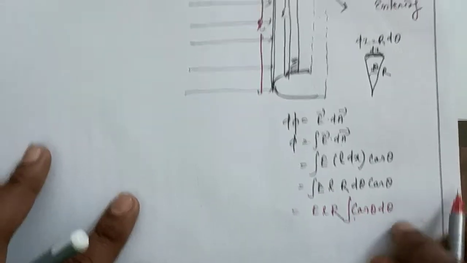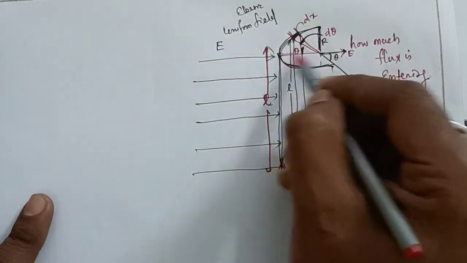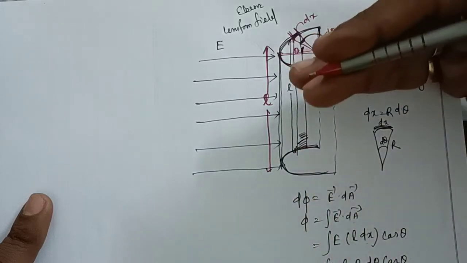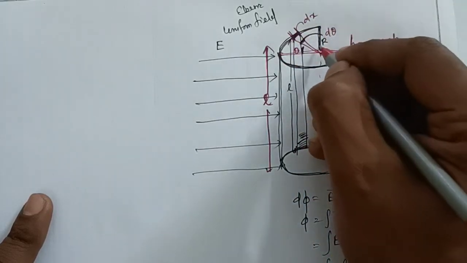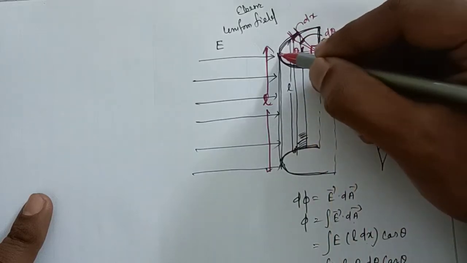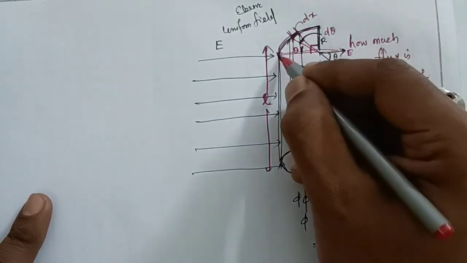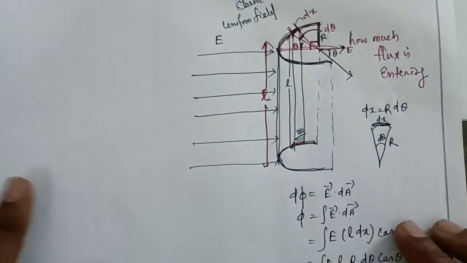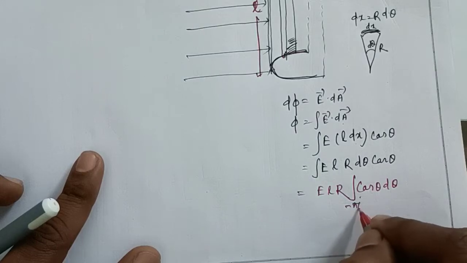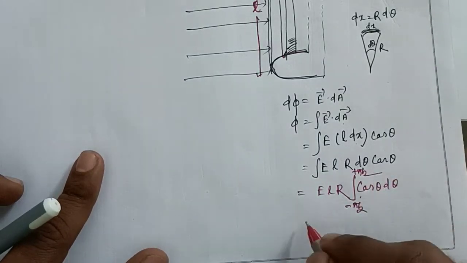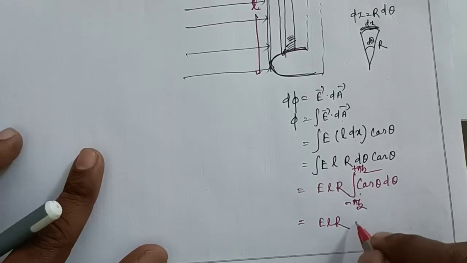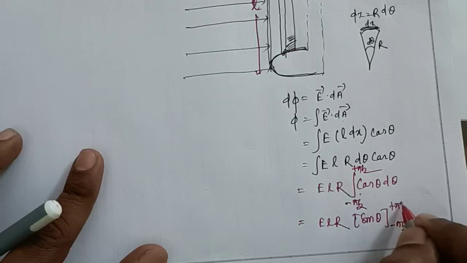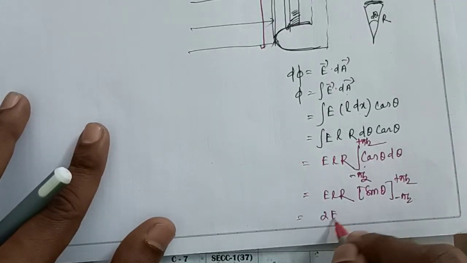And I will do the integration. What is the limit of integration? Theta varies 0 to pi by 2, because the element can go from here to here. This section also goes 0 to pi by 2, but negative. Clockwise is positive, anti-clockwise is negative. So the limit of the integration is minus pi by 2 to plus pi by 2. Solving E L r cos theta integration gives sin theta, from minus pi by 2 to plus pi by 2, and we directly get the expression 2ELR.